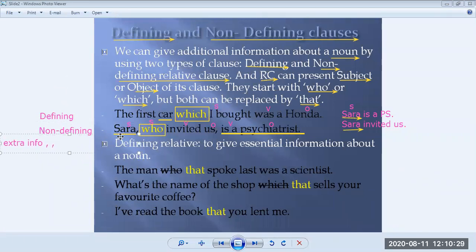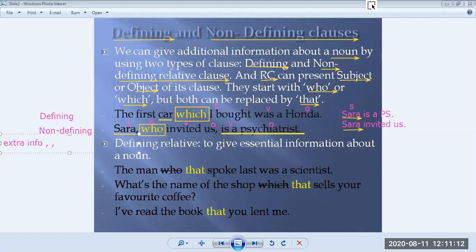We're going to see here, Sarah. Sarah is a psychiatrist. This is the most important, main information. Who invited us is the extra information. Which Sarah? The one who invited us. But the car which I bought was a Honda. This one is a defining sentence because it is not giving extra information. Instead, it defines which car they are talking about. So which or that, as we said, we can replace them by that. So the first car that I bought was a Honda, or the Sarah that invited us is a psychiatrist. So we can replace who and which by that.